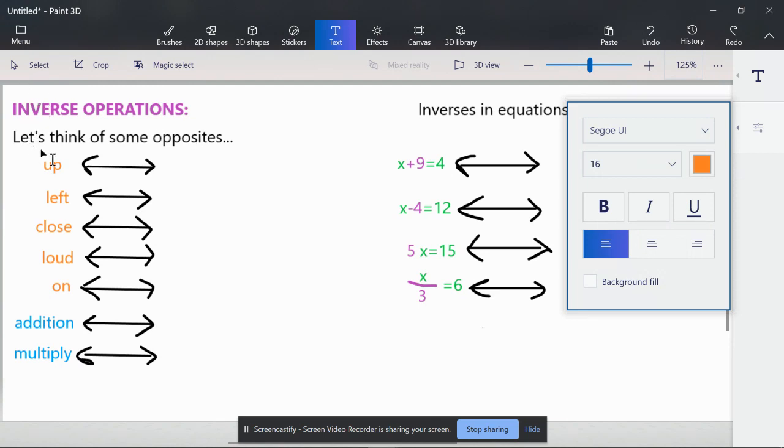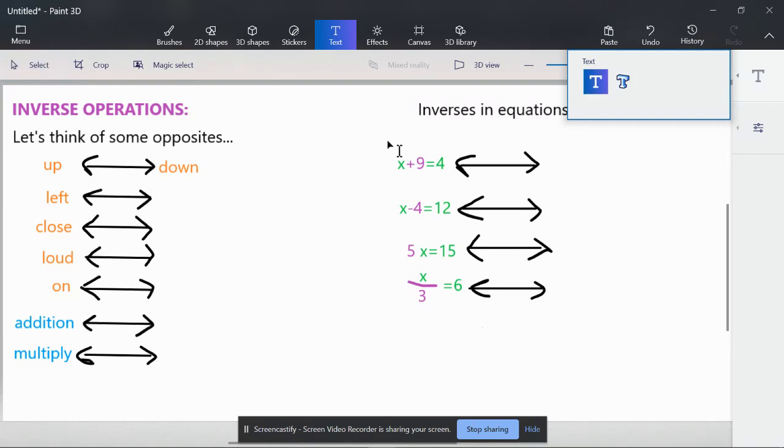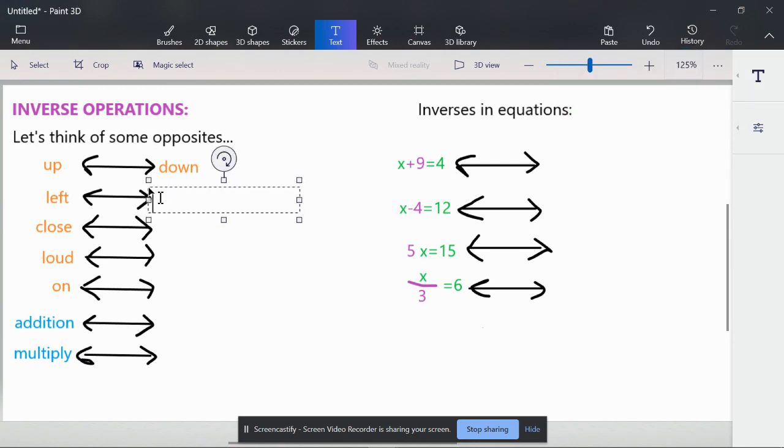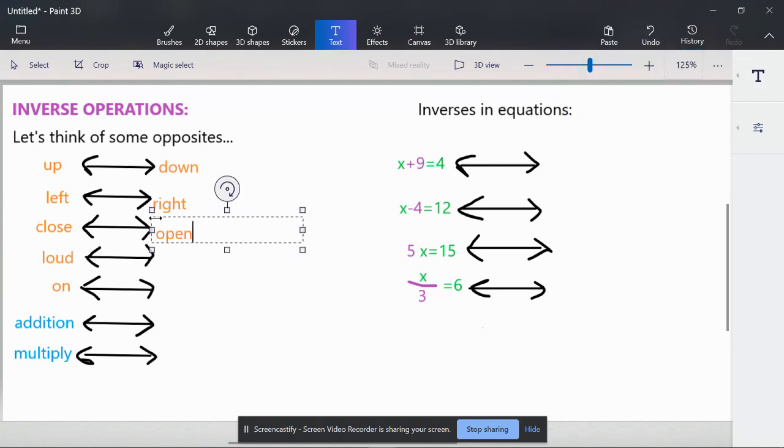So for this first word, I had up. I thought the opposite of up would be down. The next word I had was left, like if you were to turn left. The opposite of turning left would be to turn right. Or to close something, the opposite would be to open something, or for something to be open.